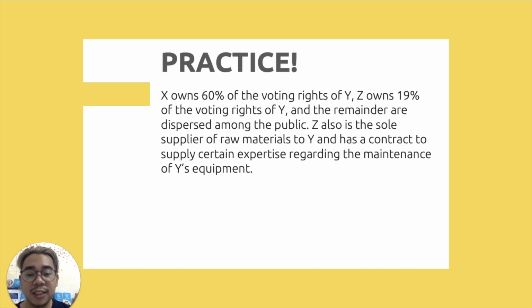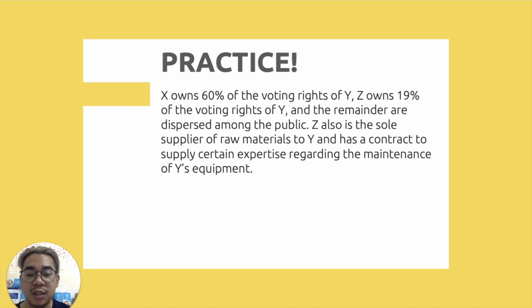X owns 60% of the voting rights of Y. So si X parent ni Y. Z owns 19% of the voting rights of Y. Assumption, hindi siya associate kasi 19. And the remainder dispersed among the public.